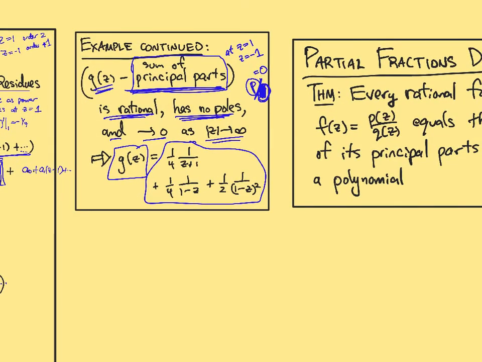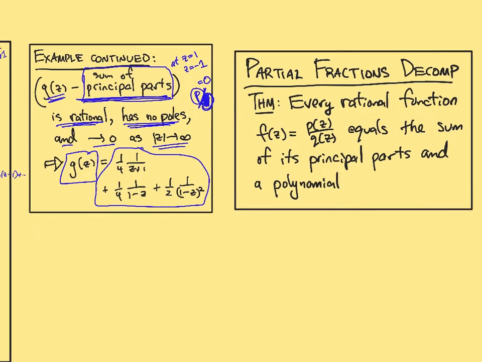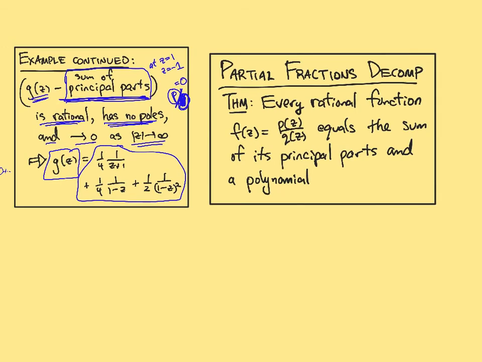And so here's the statement. This example was special in that it went to 0 as z goes to infinity. In general, you'll have this extra polynomial piece. But the argument doesn't change too much in general. So the partial fractions decomposition theorem says that every rational function f, written as P over Q, where P and Q have no common zeros, is equal to the sum of its principal parts and a polynomial. And again, the reason is if you subtract away all of the principal parts at all of the poles, which there'll be finitely many, you'll get a rational function with no poles, and that has to be a polynomial.